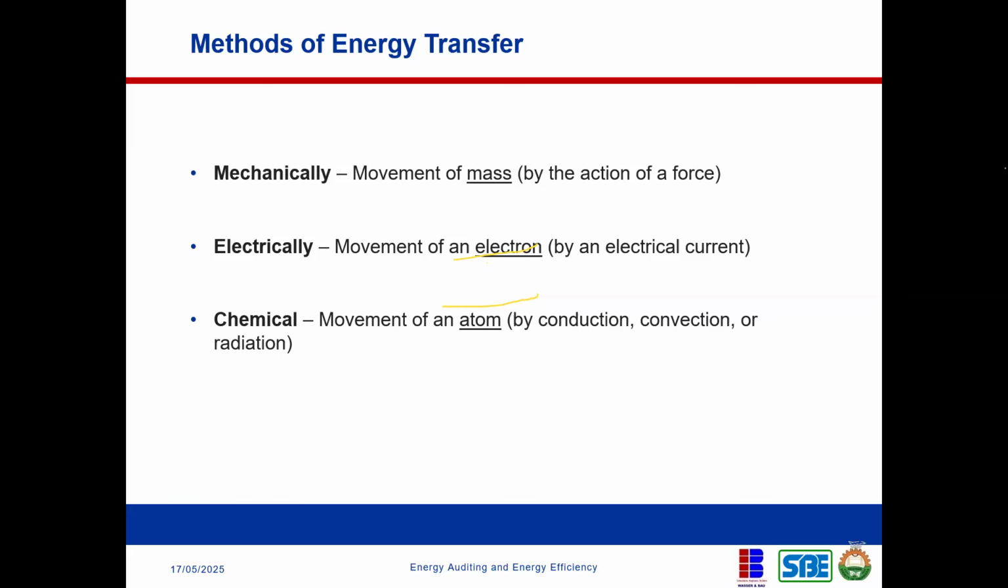And then the last one is chemical, the movement of atoms. The movement of atoms can be by conduction, by convection, or by radiation. So these are the various forms of energy transfer: mechanically by the movement of mass, electrically by the movement of electrons, and then chemically by the movement of atoms. We are going to go more into the chemical form of energy movement, which is conduction, convection, and radiation.